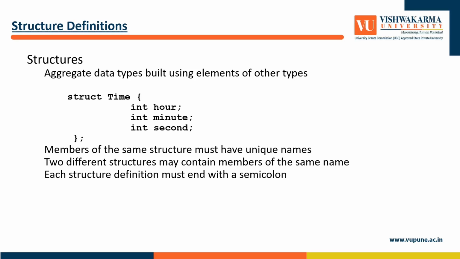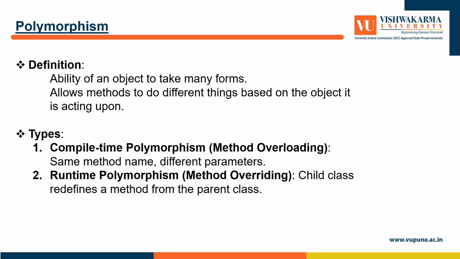Polymorphism. Another critical concept in OOP is polymorphism, meaning many forms. It allows objects to behave differently based on their type, bringing flexibility and power to code. Definition: polymorphism enables a single interface to perform multiple functions. For example, the same function name can behave differently depending on the object it acts on.